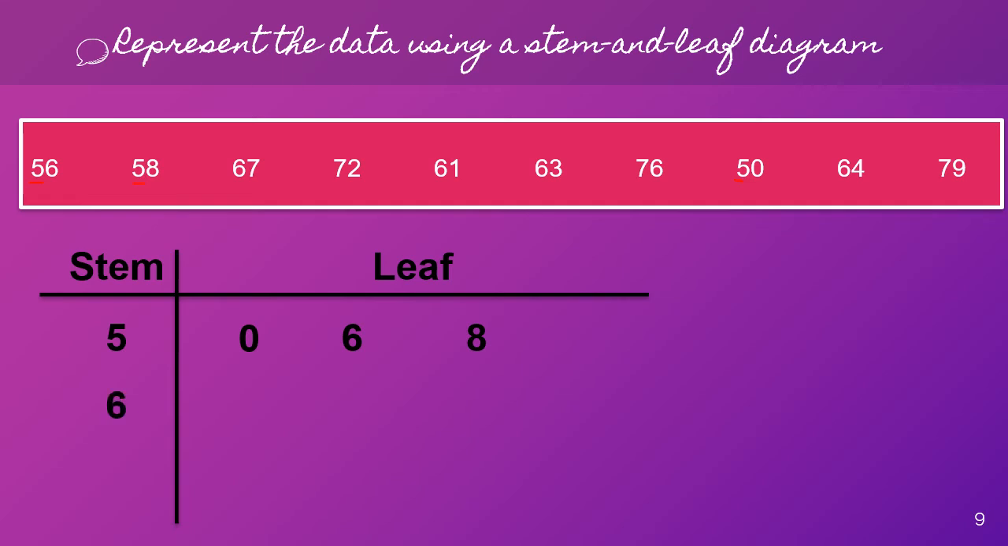Then the next stem is 6 with 1, which is 61. Then 63, 64, and 67 for stem 6. Then for stem 7, we have 72, 76, 79. The key, for example: 5 then a straight line then 6 means 56 grams.